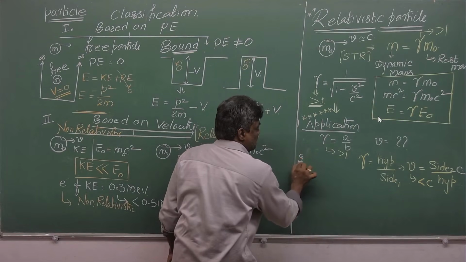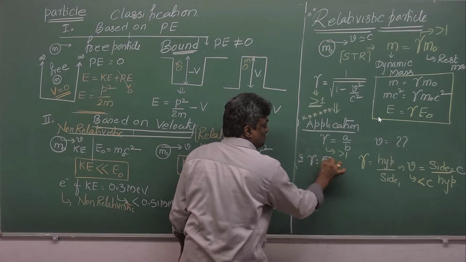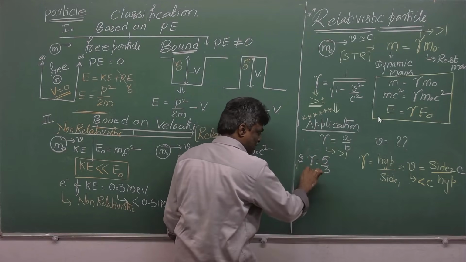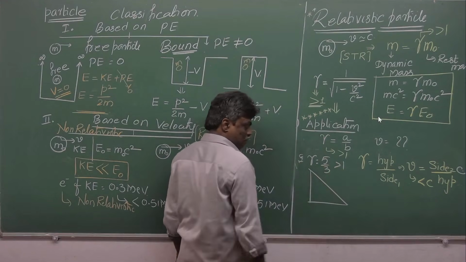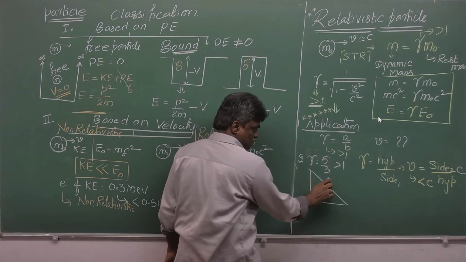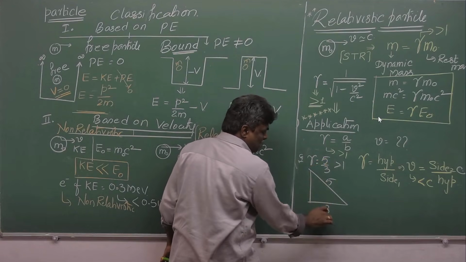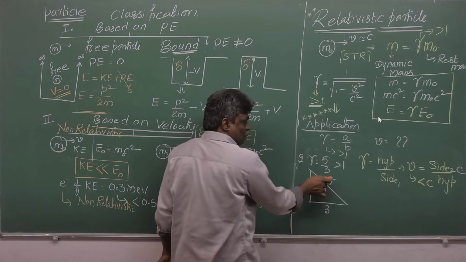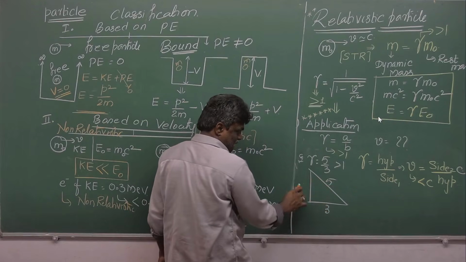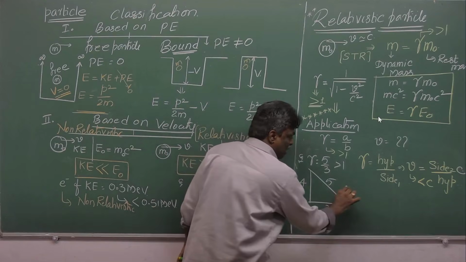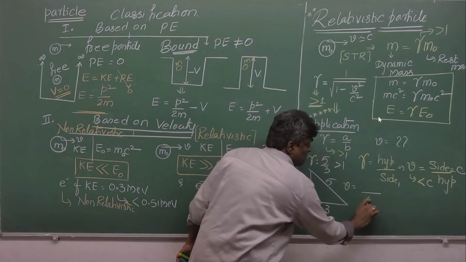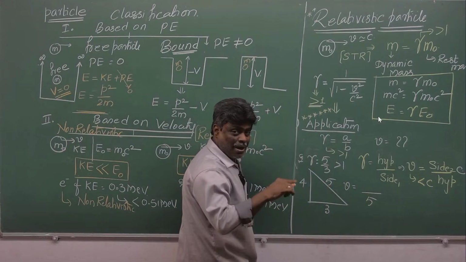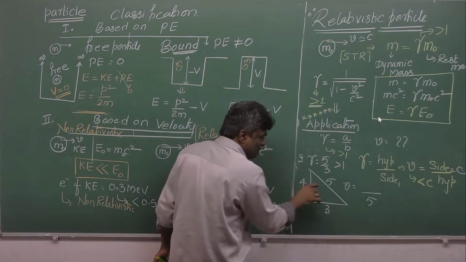Okay, here is an example. Gamma equal to 5 by 3. Now take a right angle triangle. Gamma must be greater than 1. So that's why 5, 3, anything you can take, here or here, anywhere. 25 minus 9, 16. Root 16. Now velocity equal to, sir, denominator 5. Now, which side you find?